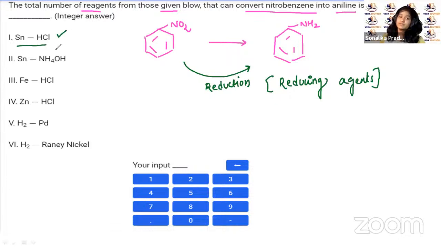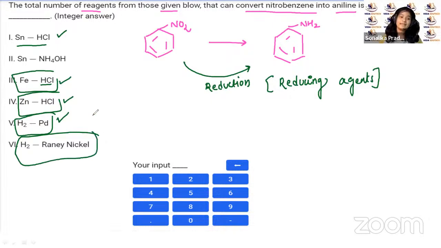Sn/HCl, we know it's a good reducing agent. Fe/HCl is the best reducing agent, the scrap iron, right? By using scrap iron we get the best one, because here HCl can be reformed, renewed. Then Zn/HCl is also a reducing agent. Again H2 with palladium, this is a good reducing agent. H2 and nickel, so these are reducing agents. But Sn/NH4OH, this is not a reducing agent. This, children, is not a reducing agent.